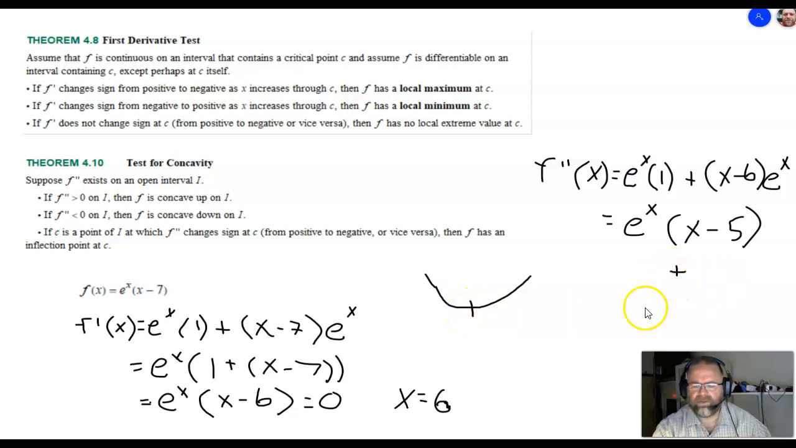So if the second derivative is positive at the critical value, then our function is concave up and we have a local minimum, and vice versa. If it's negative, it's concave down and we have a local maximum. And finally, let's just put the whole function in there to see that we actually do have a local minimum at x equals 6.